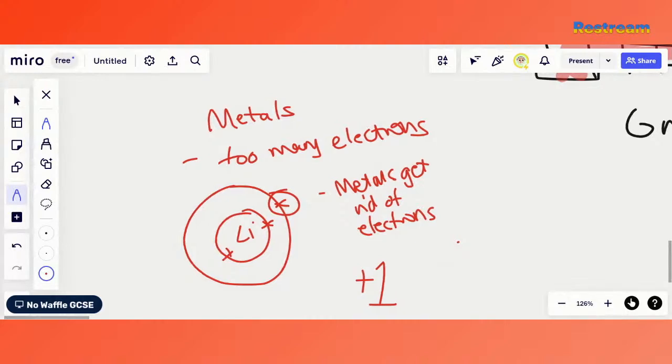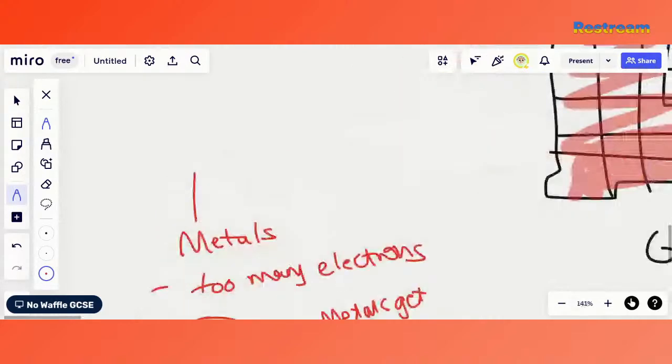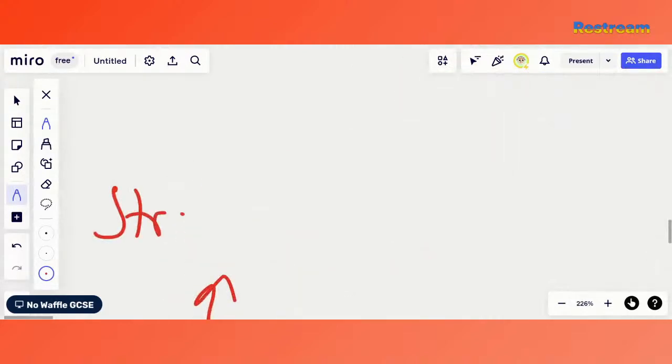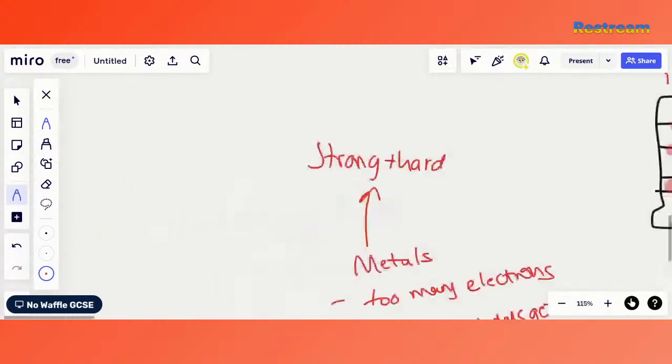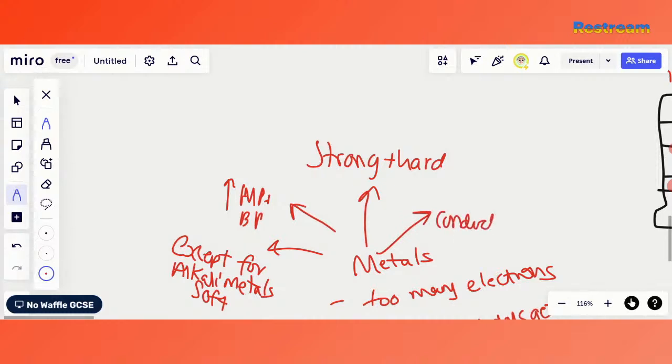So looking at the different properties is really important as well. Metals have specific properties. So metals' properties tend to be strong and hard, except for alkali metals, which are quite soft. And they're strong and hard, and they can be bent and hammered. They have high melting and boiling points. And they can also conduct heat and electricity quite well.